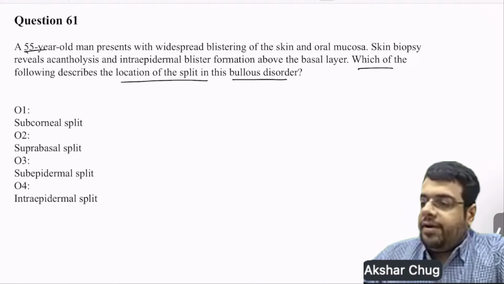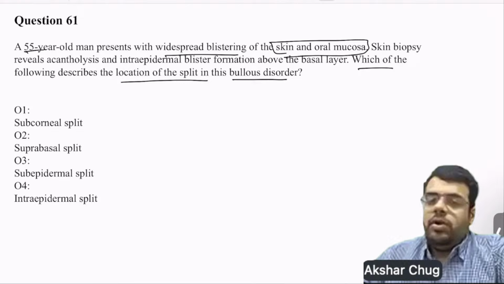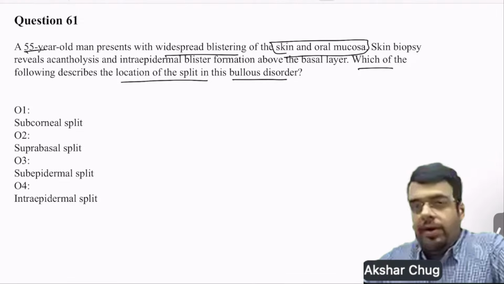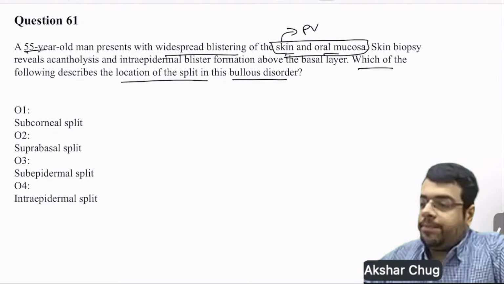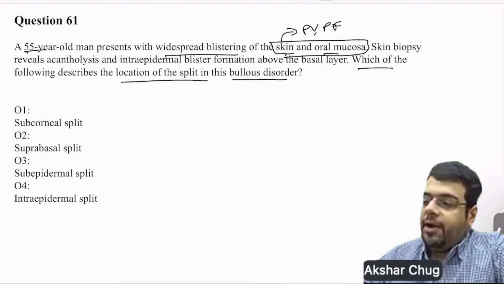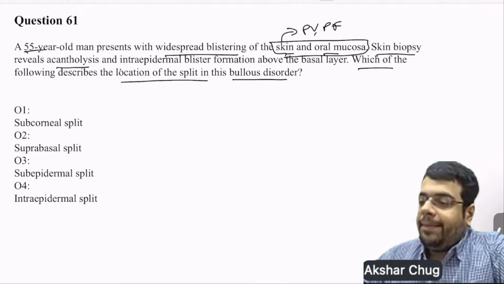A 55-year-old with widespread blistering disorder in the skin and oral mucosa. So in bullous pemphigoid, there is no involvement of the oral mucosa, whereas in pemphigus vulgaris, we have involvement of skin and oral mucosa. And in case of pemphigus foliaceus, skin biopsy reveals acantholysis and intraepidermal blister formation above the basal layer.